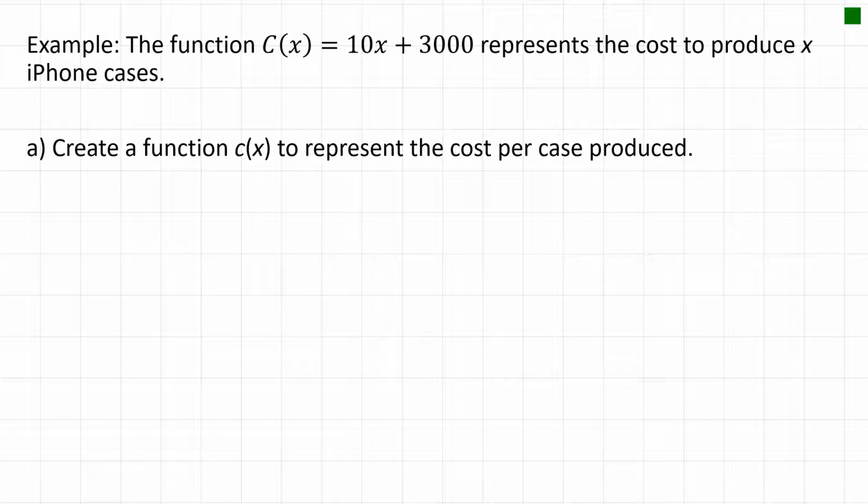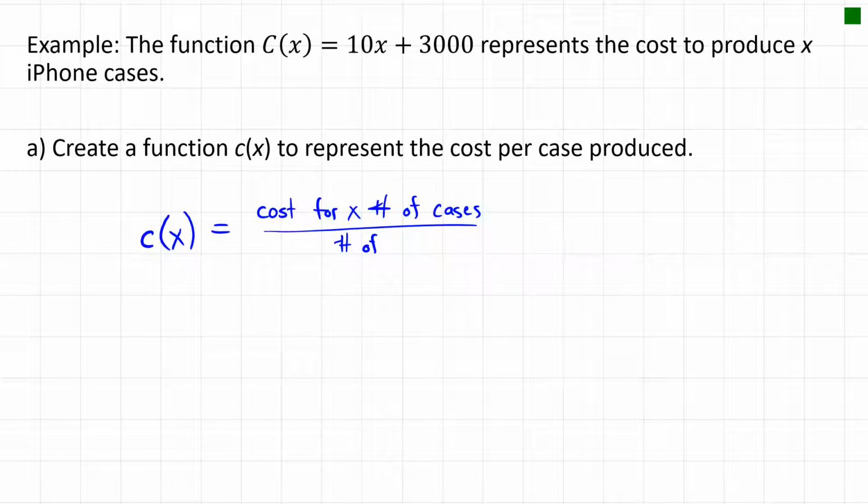We're going to create a function c of x to represent the cost per case produced. Now, this c of x is a lowercase c, the other C of x was an uppercase C, so this c of x is going to represent the cost per iPhone. Well, all that really depends on is the cost for x number of cases, and we divide that by the number of cases.